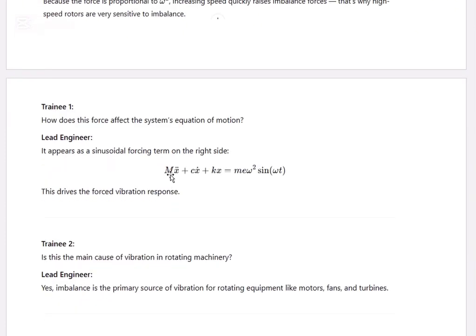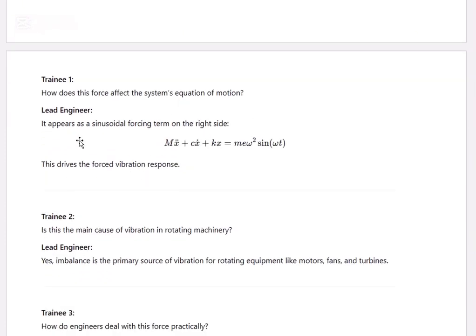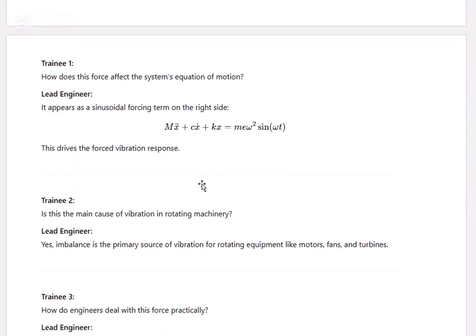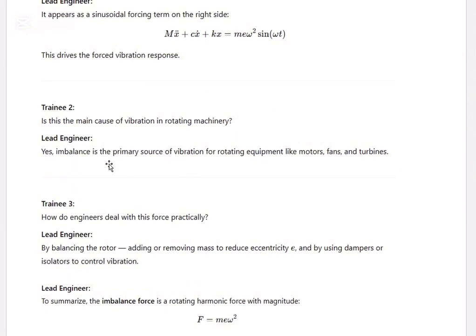How does this force affect the system's equation of motion? It appears as a sinusoidal forcing term on the right hand side. This drives the forced vibration response. Is this the main cause of vibration in rotation? Yes, imbalance is the main source of vibration for rotating equipment like motors, fans, and turbines.